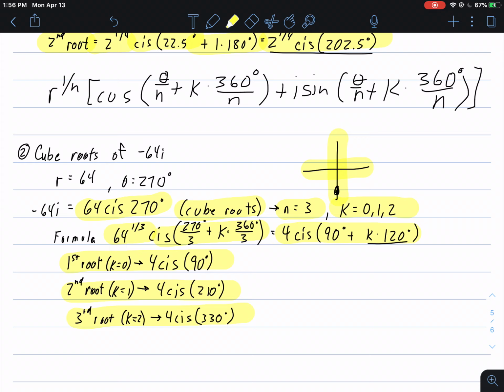But that's de Moivre's theorem. That's raising complex numbers to powers and finding roots of complex numbers. That's it for that section, 8.3.